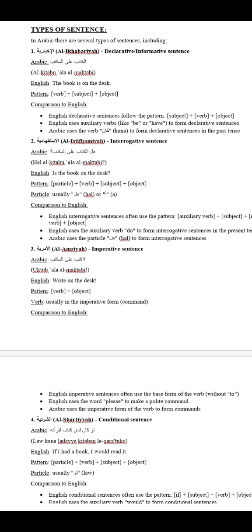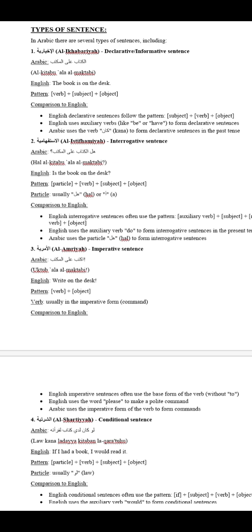Then we have huwa yadrasu al-lughat al-arabiya, means he studies the Arabic language. And now, in comparison to English, he studies the Arabic language follows subject, verb, and then object. So we are going to discuss another type of sentence, that is al-istifhamiya, interrogative sentences.